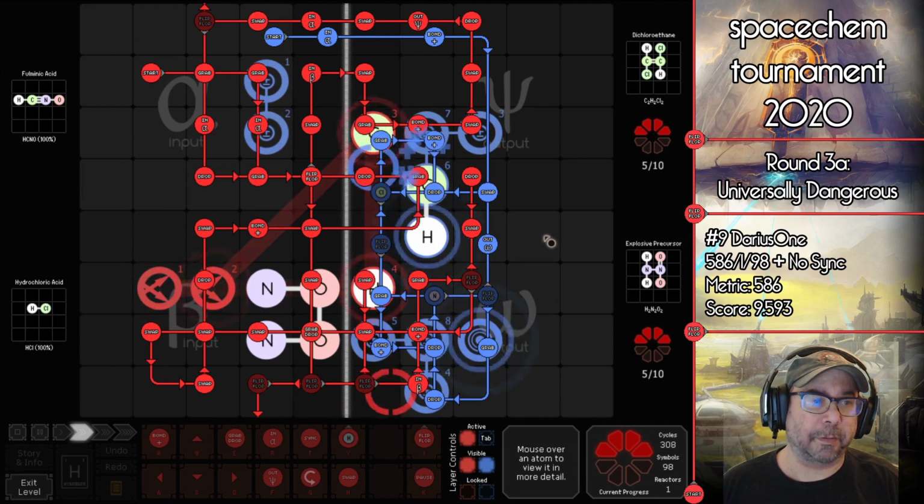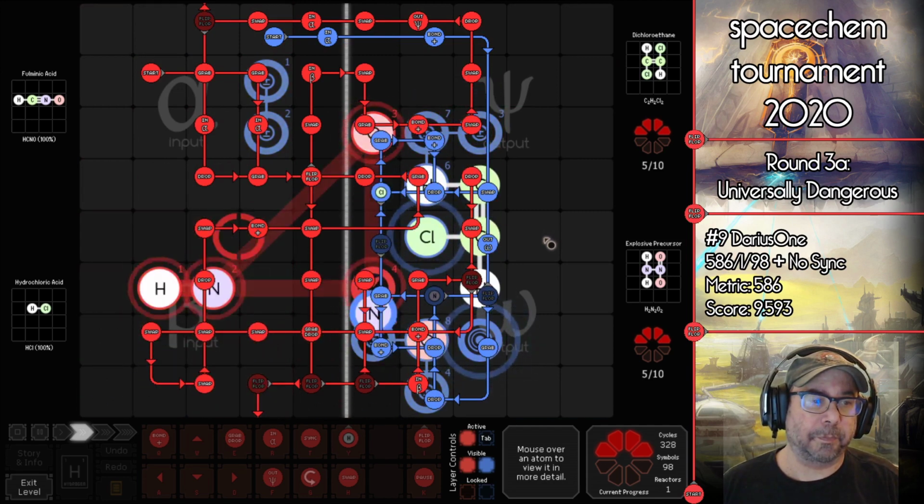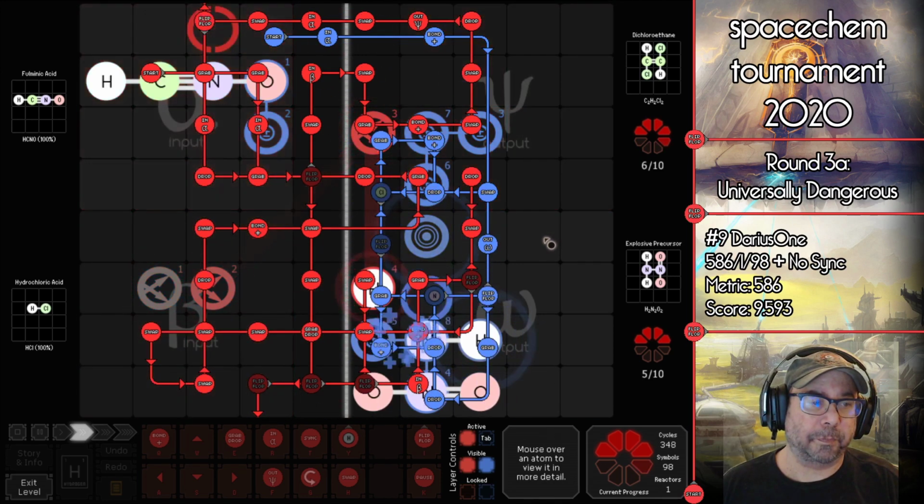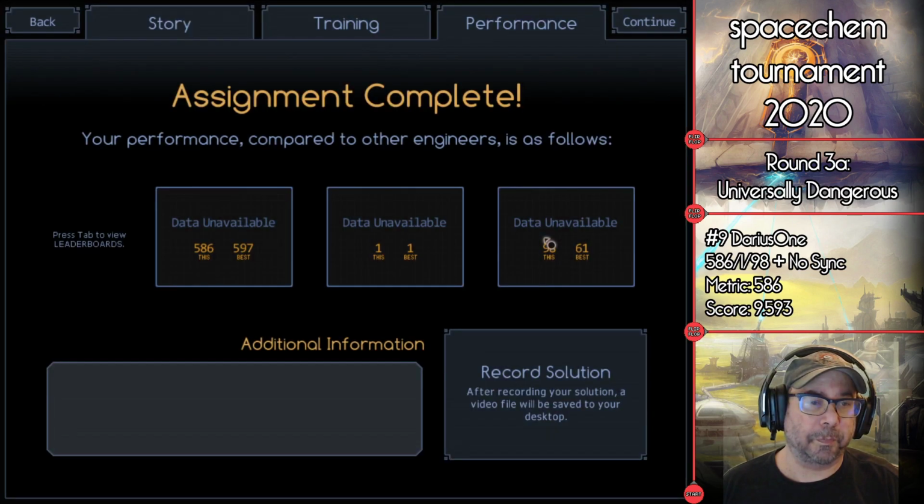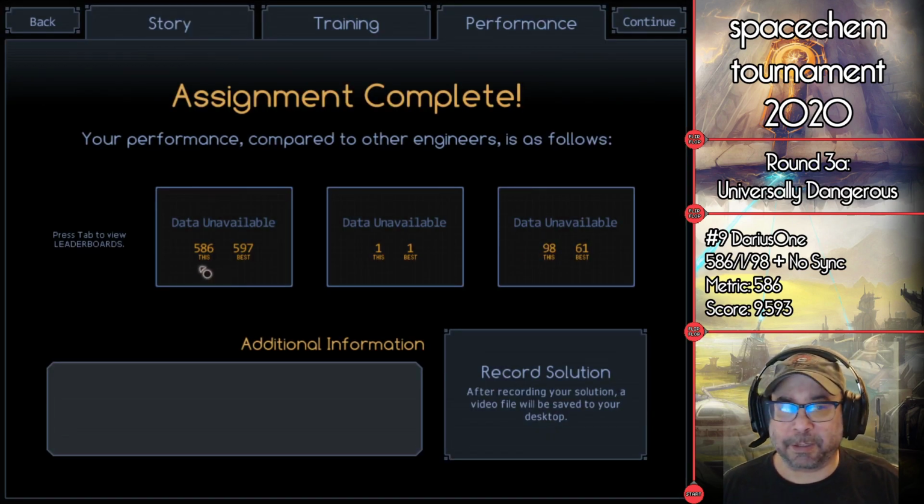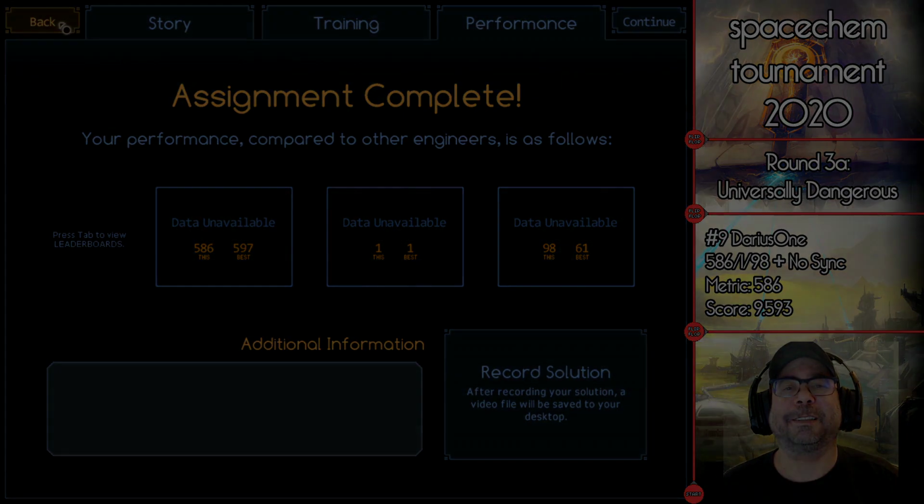And the omega output is the more traditional 3 sticks bonded together. And that gives DariusOne a 586 cycle solution for a 9.593 score. Nicely done. Let's go look at another one.